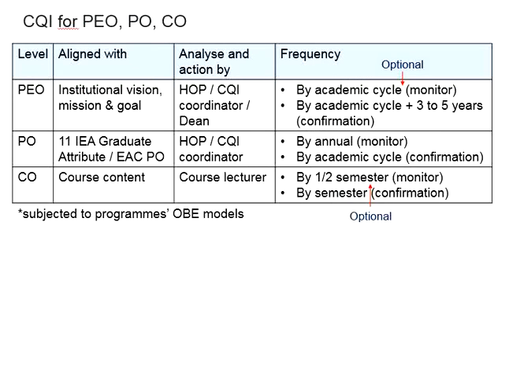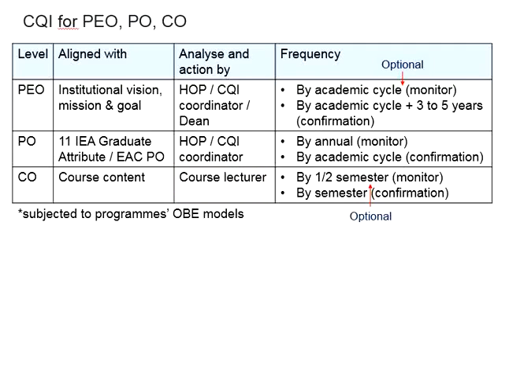Now let us discuss in detail regarding the CQI for the program objective, program outcome, and the course outcome. First, we talk about the CO, course outcome. It should be aligned with the course content. The assessments are normally done by the course lecturer, same goes to the analysis, as well as the CQI actions. The course lecturer is fully responsible for that particular course.